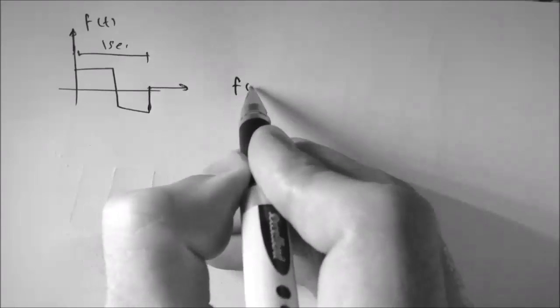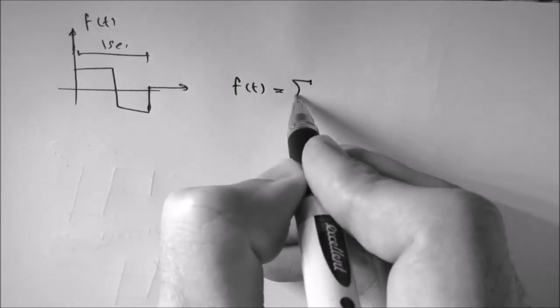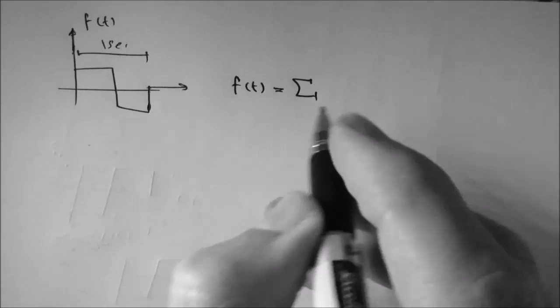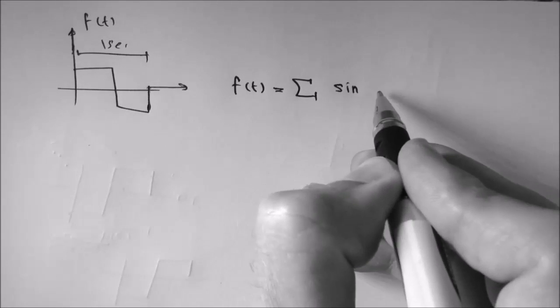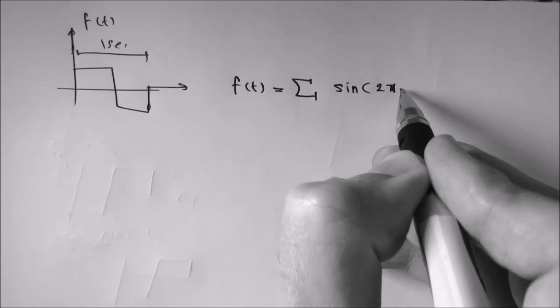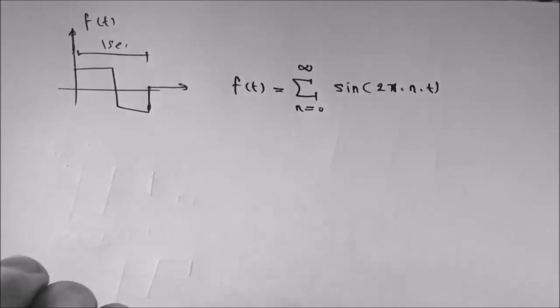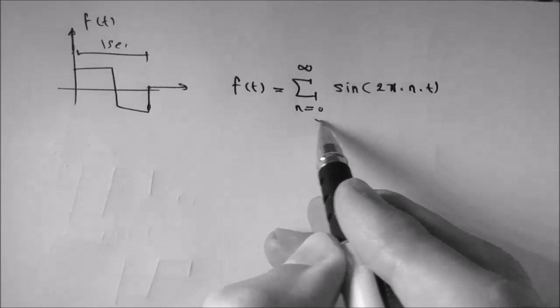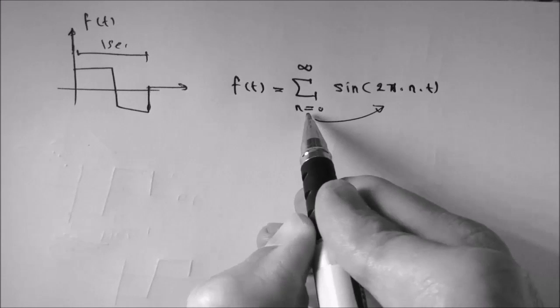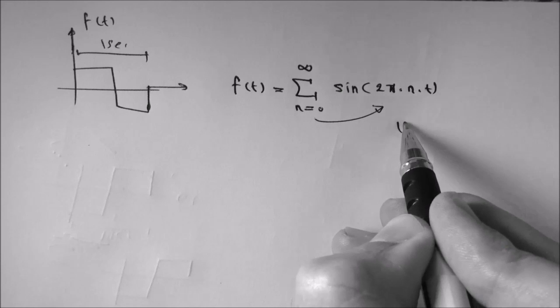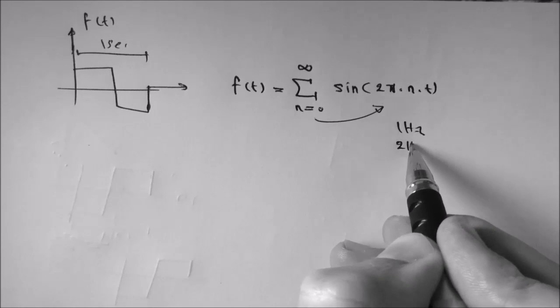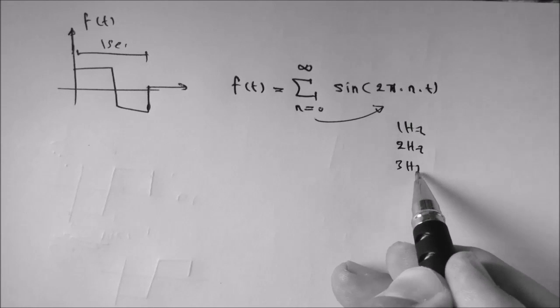So we say f of t can be decomposed into an infinite number of sinusoidals that have these frequencies, sine 2 pi times n times t, where n goes from 0 to infinity. When n equals 0, there's no signal. When n equals 1, we have the fundamental frequency of 1 hertz. When n equals 2, 2 hertz. When n equals 3, 3 hertz, and so on.